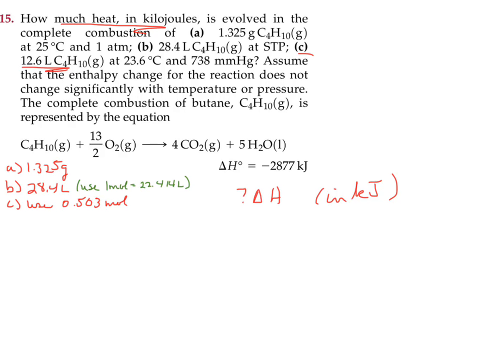Basically, it's a really similar approach. You're combusting C4H10, and you're given the amount of energy released per 1 mole of C4H10, okay? And A, B, and C just give you the amount of C4H10 in different ways. So A gives it to you in grams. Go ahead and knock out the energy released.